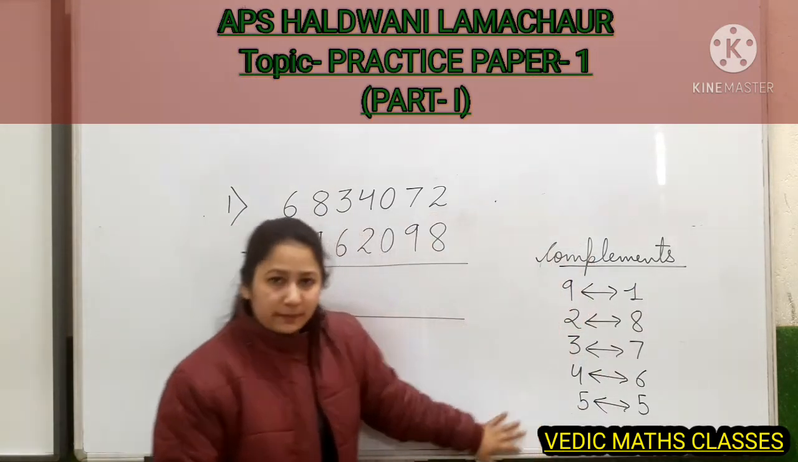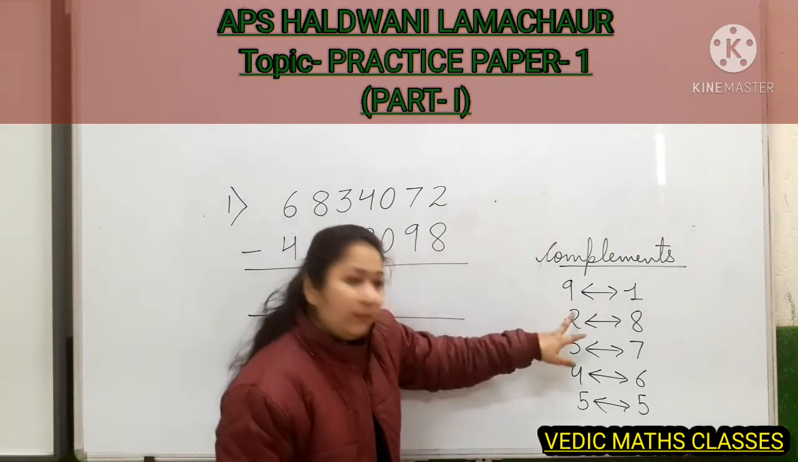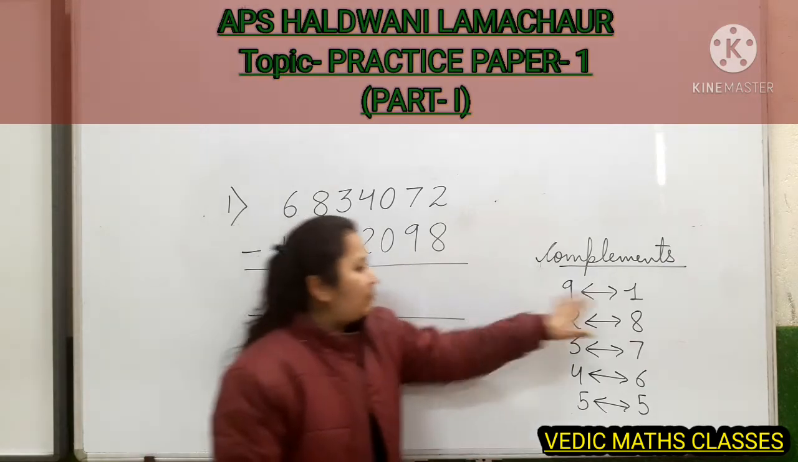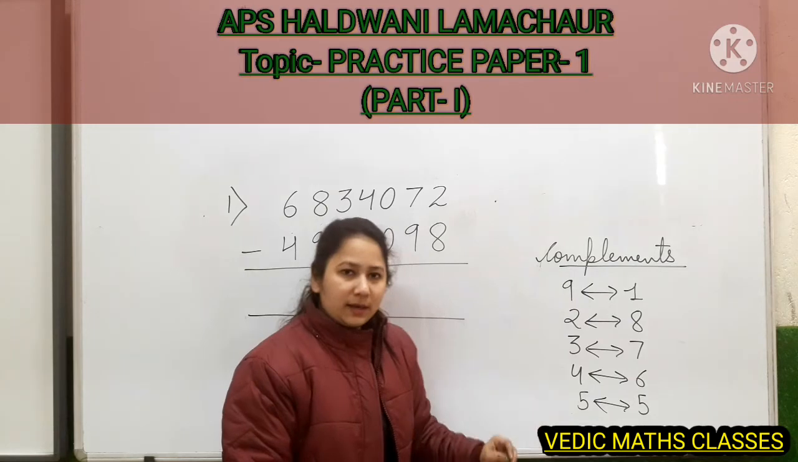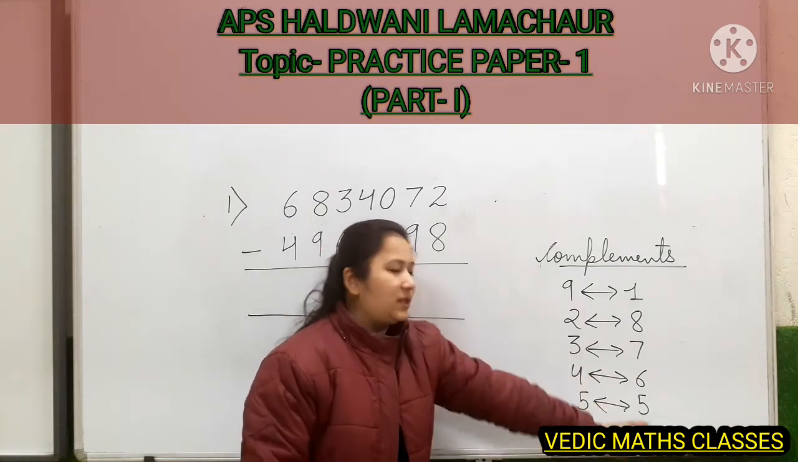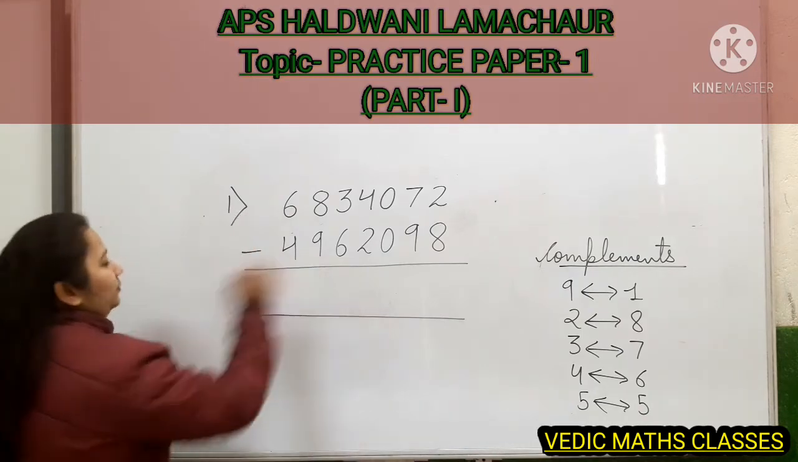See, these complements give 10 when you add them. 9 plus 1, 10. 2 plus 8, 10. 3 plus 7, 10. In the same way 4 plus 6 and 5 plus 5 also give 10. Now kids, here we go.